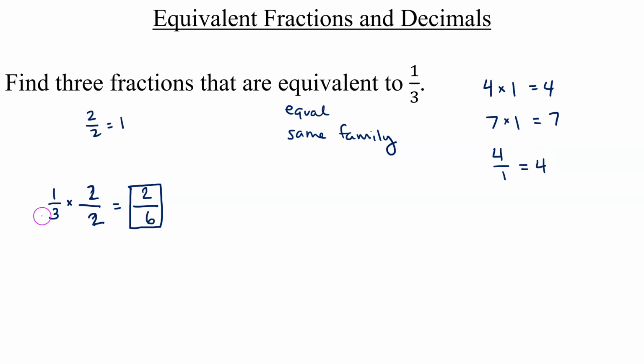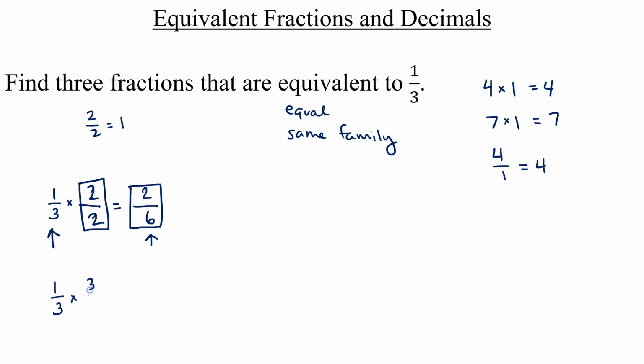So we have the fraction 1/3. We don't want to change what the fraction is. We still want it to be equal to 1/3, but we want it to be an equivalent fraction, so not in lowest terms. This one is in lowest terms, or it's reduced. This one is not reduced. And the way we do that is by multiplying by 1. So we could have multiplied by 2 over 2, which 2 divided by 2 is 1.